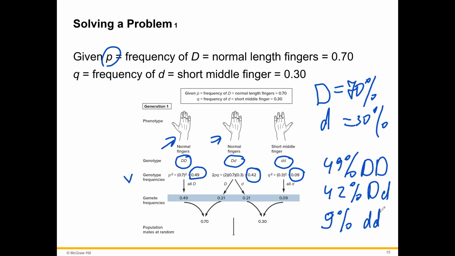If you know the frequency of the alleles, it can tell you within the population what percentage of people will be homozygous, heterozygous, homozygous dominant, homozygous recessive, right? And because we also know gamete frequencies, when the population mates at random, we will say that 70% of people will have normal fingers and 30% will have short fingers, because that's all our normal fingers over here.